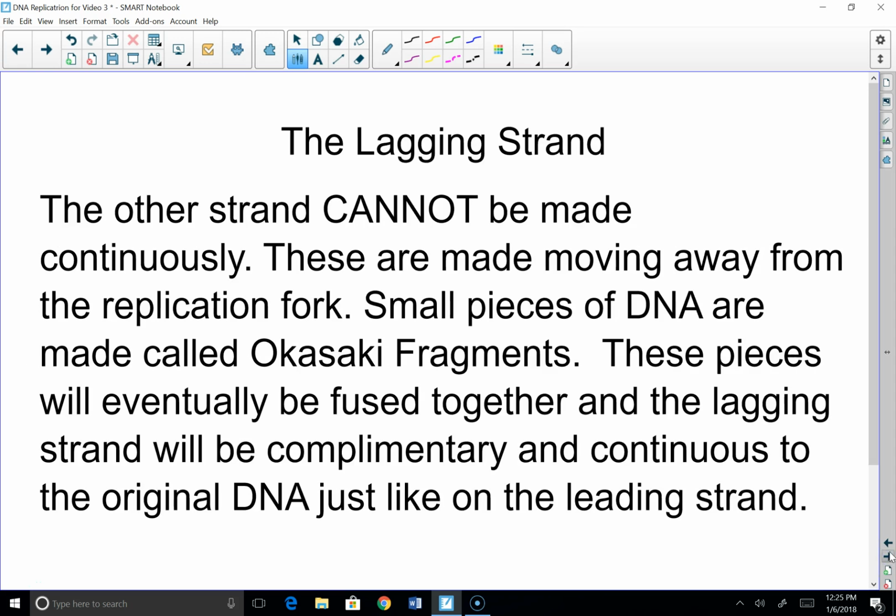The lagging strand is not and cannot be made continuously. Since these pieces are moving away from the replication fork, it is not a smooth process. You will first need to lay down what's called a primer, which we're going to talk about, and build small pieces of DNA in, once again, the 5' to 3' direction. These pieces are going to be called Okazaki fragments. Eventually, they will get fused together, but right now they are indeed pieces.